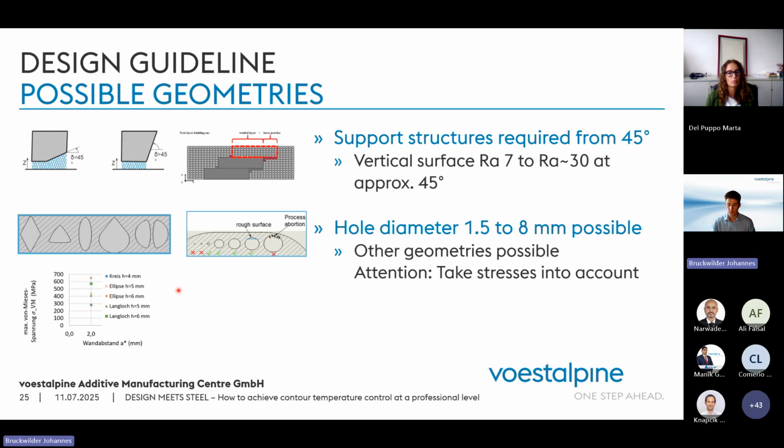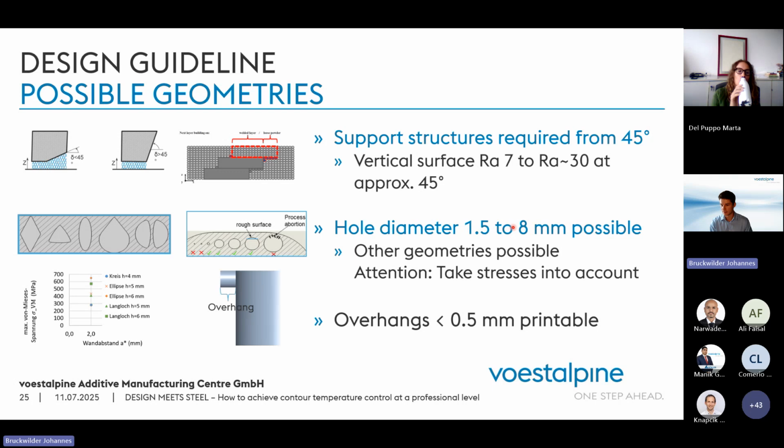Always take the stresses into account. An elliptic shape has other stresses than a circle, and there the stresses are very, very important. Hole diameter, typically it's 1.5 up to 8 millimeters that we can print. 8 millimeters is very seldom, because typically there you can also work with conventional cooling. So most of the time, it's somewhere 4 to 5 millimeters.